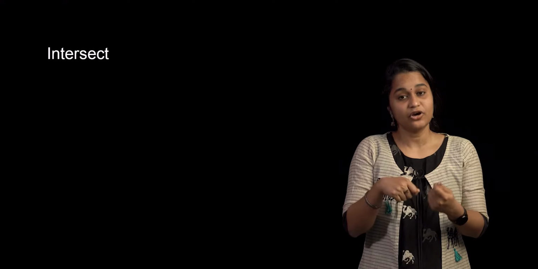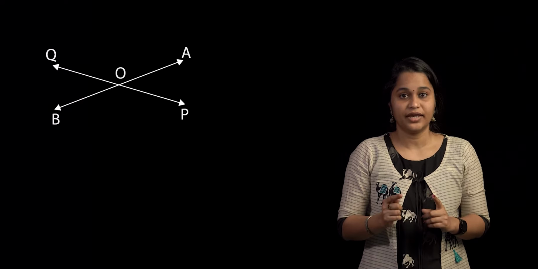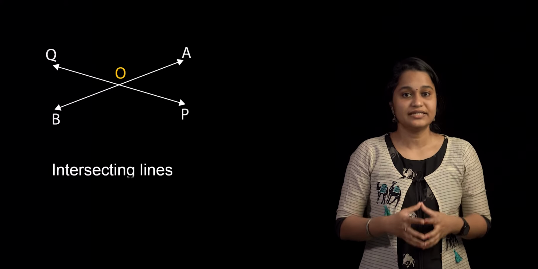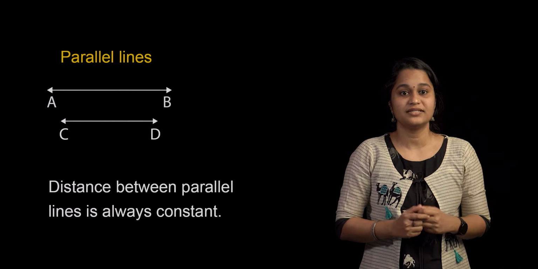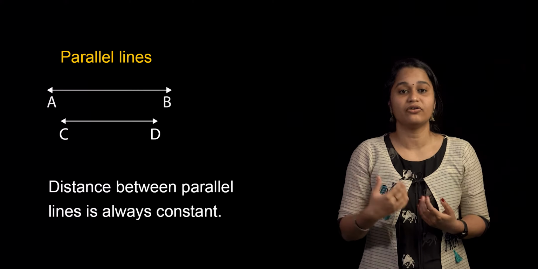Now, when two lines are there, they can either intersect or can run parallel, right? That is, if two lines have a common point, then they are said to be intersecting. See the figure? Here AB and PQ intersect at a point called O. So, they are called intersecting lines and O is called the point of intersection. Now, if two lines maintain a constant distance in between, then they are called parallel lines. See this figure? Here distance between line AB and line CD is always a constant. So, they are called parallel lines.